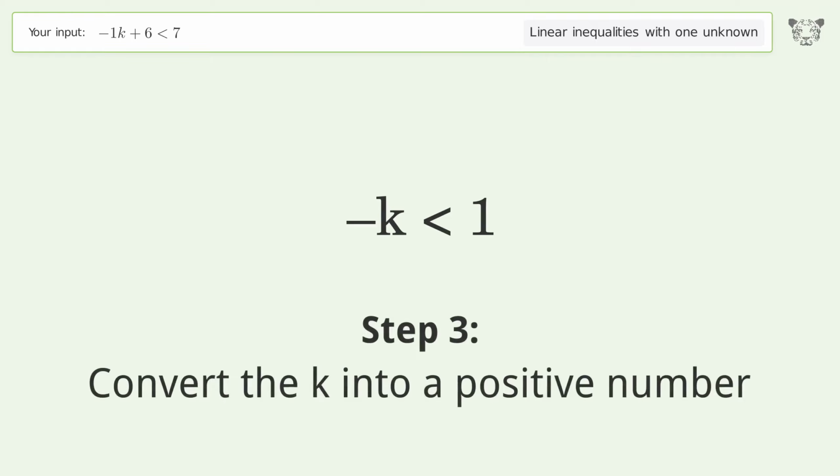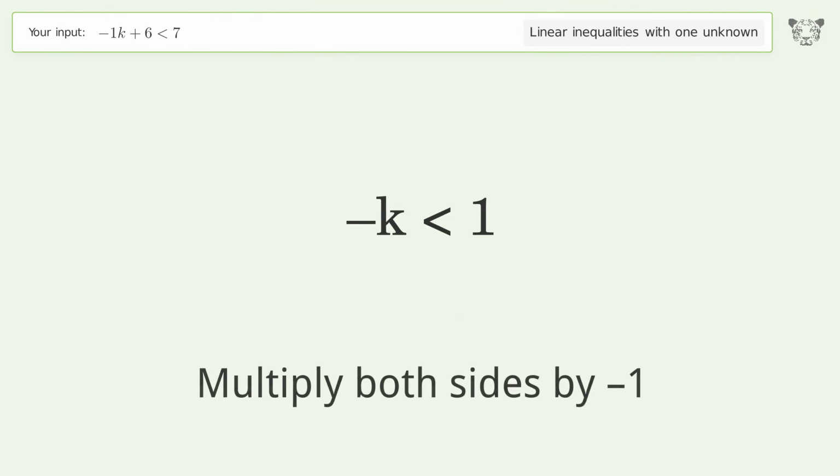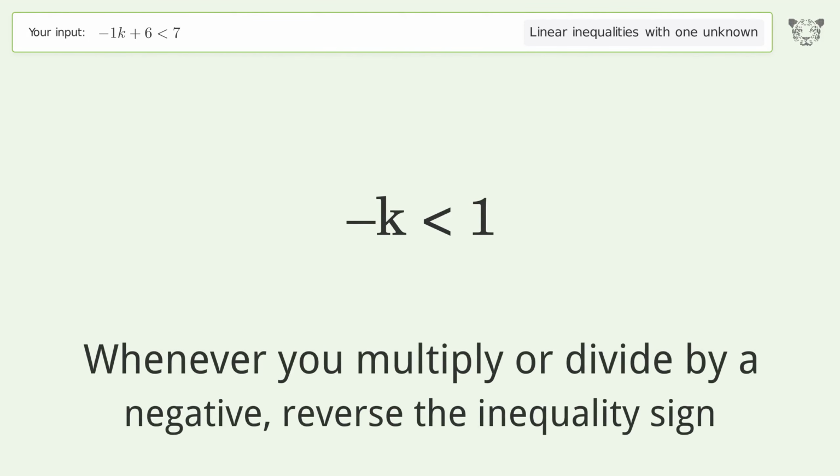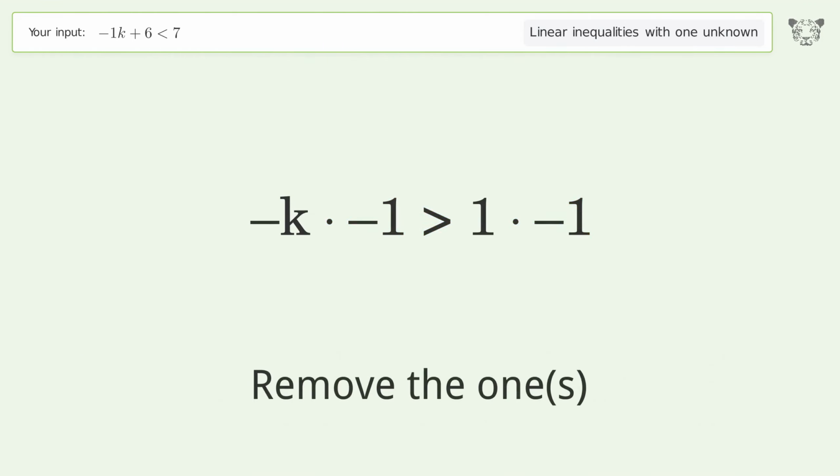Convert the k into a positive number. Multiply both sides by -1. Whenever you multiply or divide by a negative, reverse the inequality sign. Remove the ones.